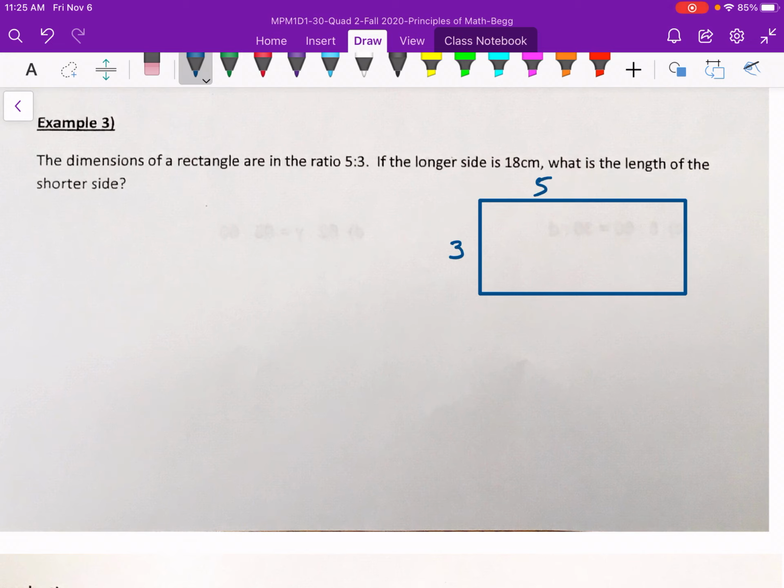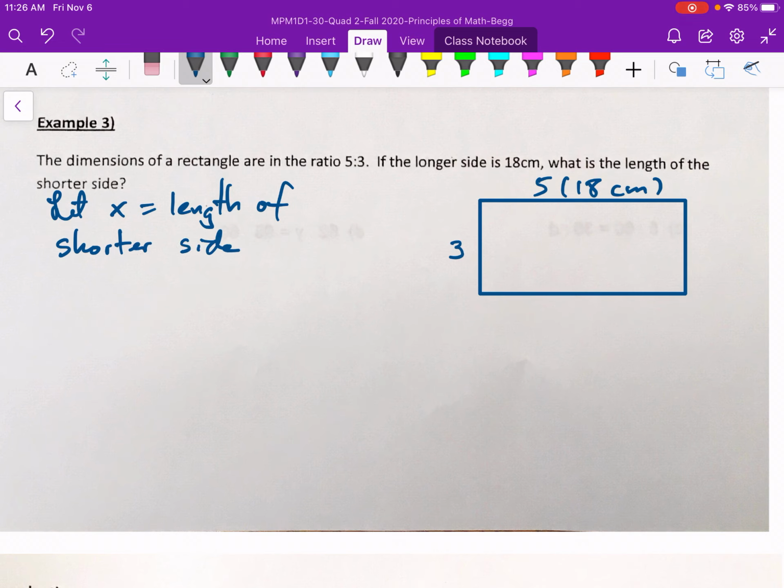Obviously the longer side has to be the 5. But the longer side is also 18 centimeters, so I'll just write that in brackets. And we don't know what the shorter side is, so let x be the length of the shorter side. So that'll be x centimeters.